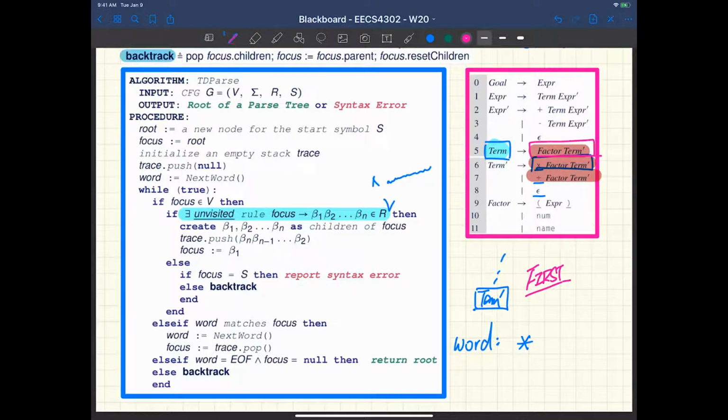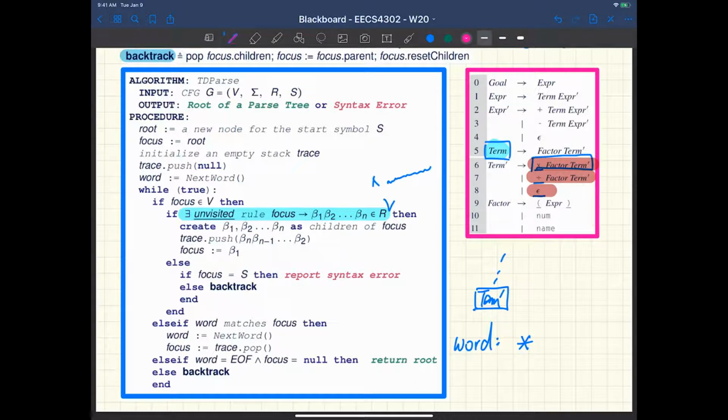Oh, sorry, I highlighted the wrong thing. Beg your pardon. Let me do it again. It should be here. Multiply, divide, and epsilon. We've got 3 possibilities over here for term prime.